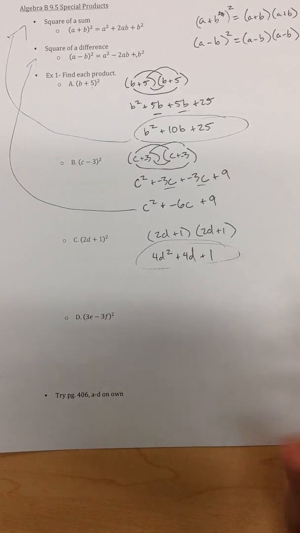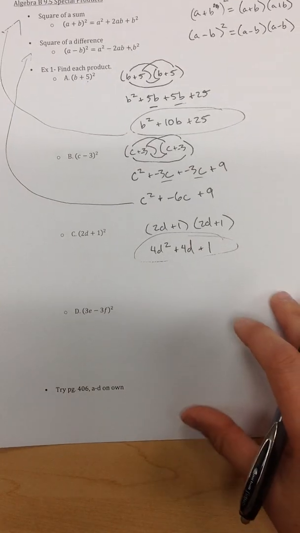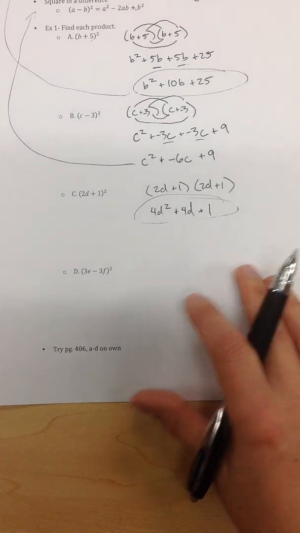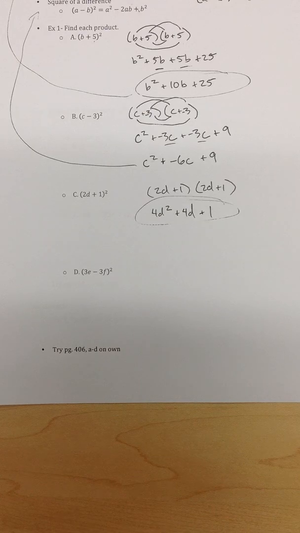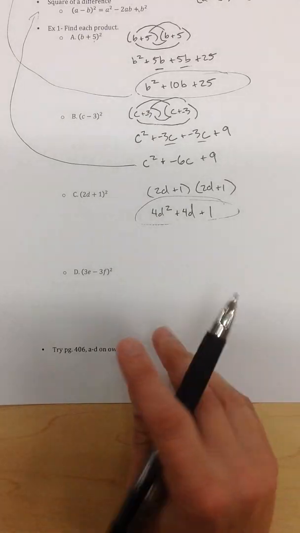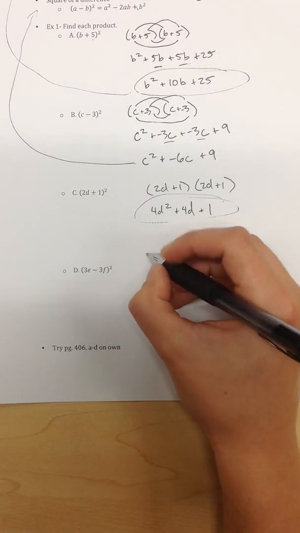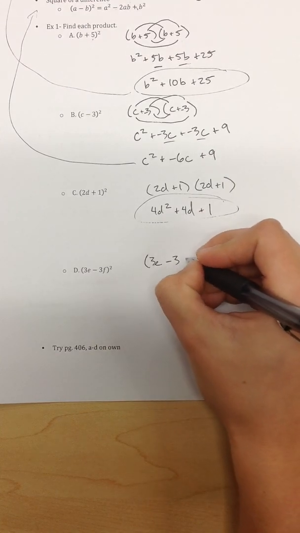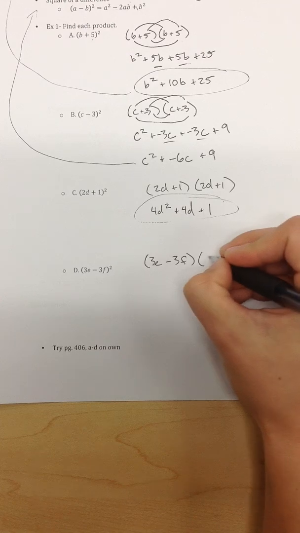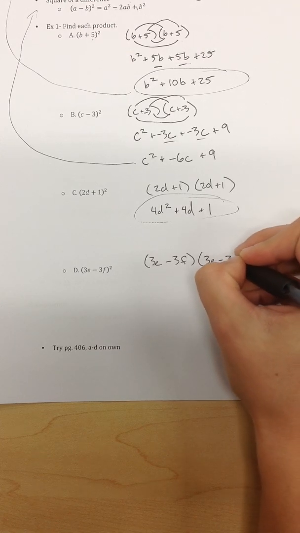Now if you're not comfortable skipping those steps to get that, don't worry about it, just do FOIL out. Usually I'm going to show you the FOIL way because I know a lot of people aren't comfortable skipping through the steps. But if you want to skip through the steps and just do the quick way, totally fine. Okay, so I'm going to do the long way on D here. I'm going to do 3e minus 3f times 3e minus 3f.